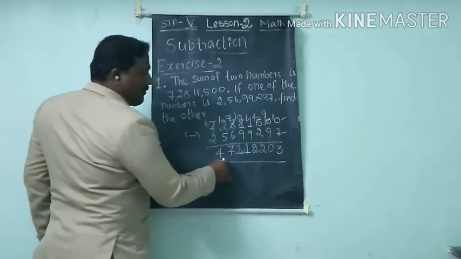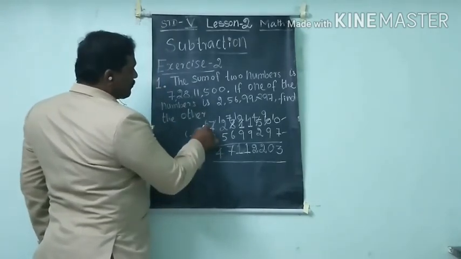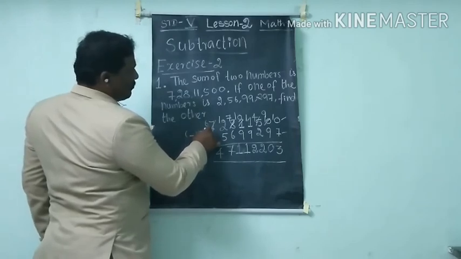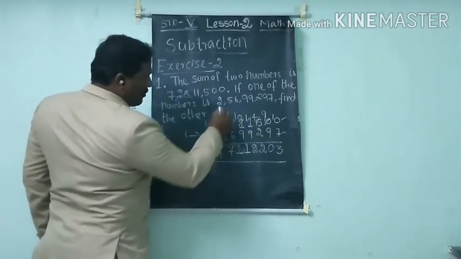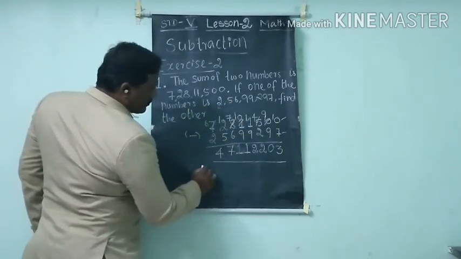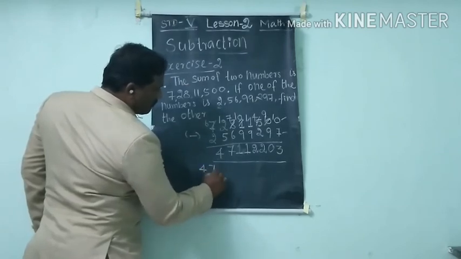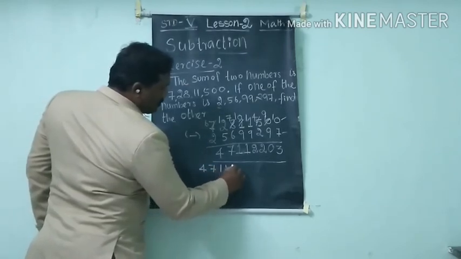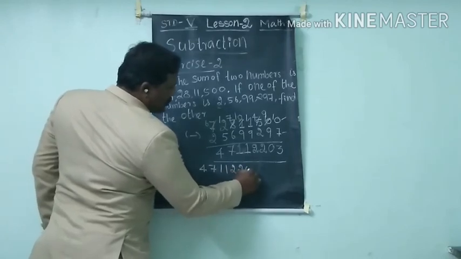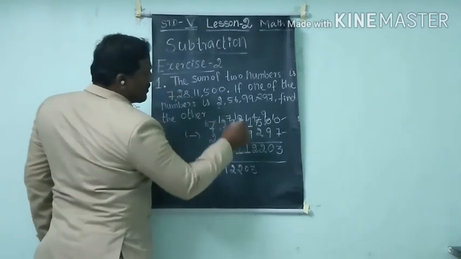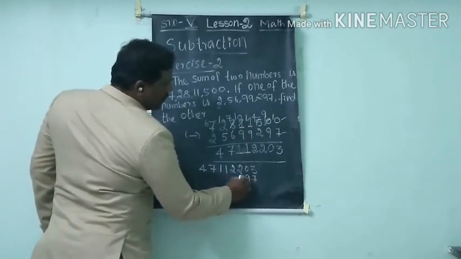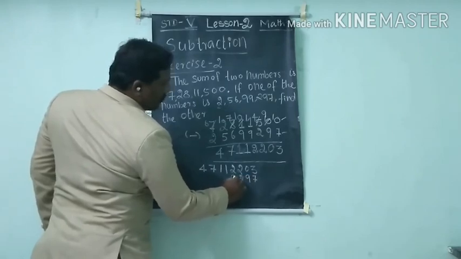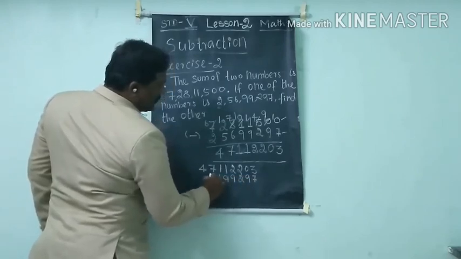So this is the our new answer. This is the first number. Okay. So first we take here. First we write 4, 7, 1, 1, 2, 0, 3. This is the first number. So 7, 9, 2, 9, 9, 6, 5, 2.